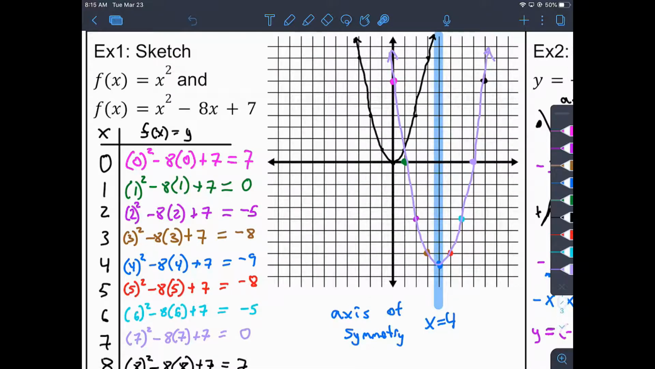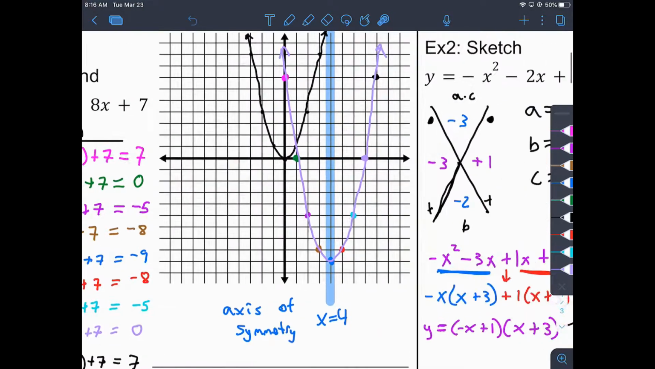Notice this. We said that the B term controls the left or right movement. And notice that it said -8. Notice that the vertex lied along the line x equals 4, which is half of 8. And notice that the sign is opposite. So that kind of has something to do with it.